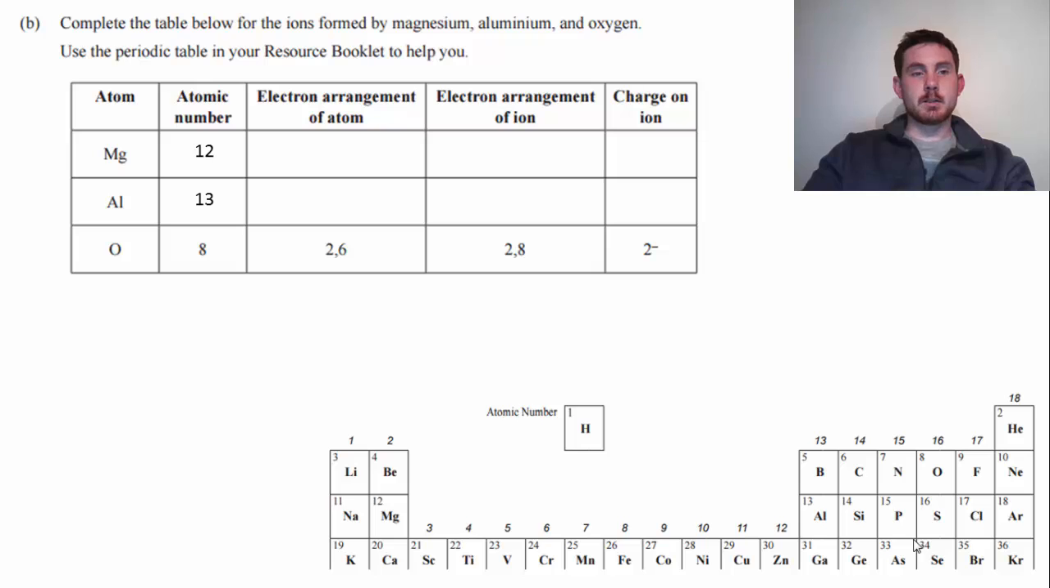So magnesium has an atomic number of 12. The electron arrangement, the first shell takes 2, leaving you with 10 to account for. And then the next shell would take a maximum of 8. So if we've lost 2 from 12, then another 8 from that value, we've got 2 left over, and so there's 2 in the final electron shell for a magnesium atom.